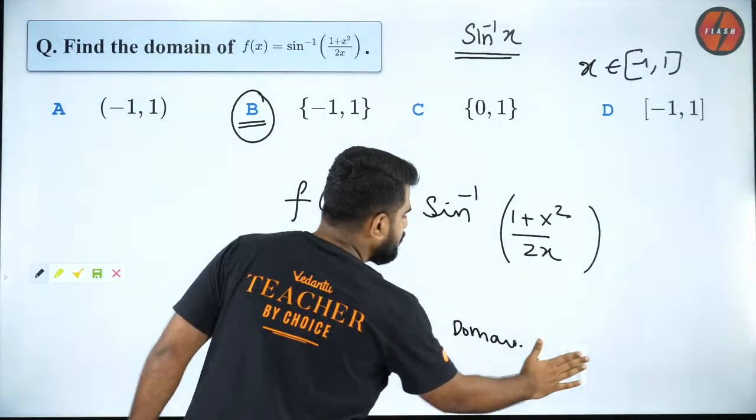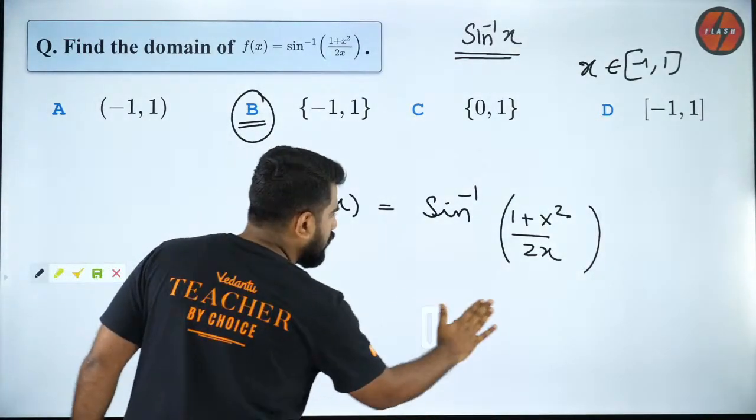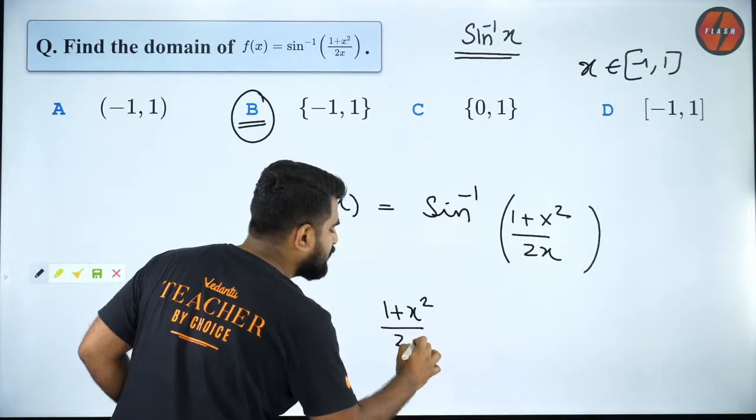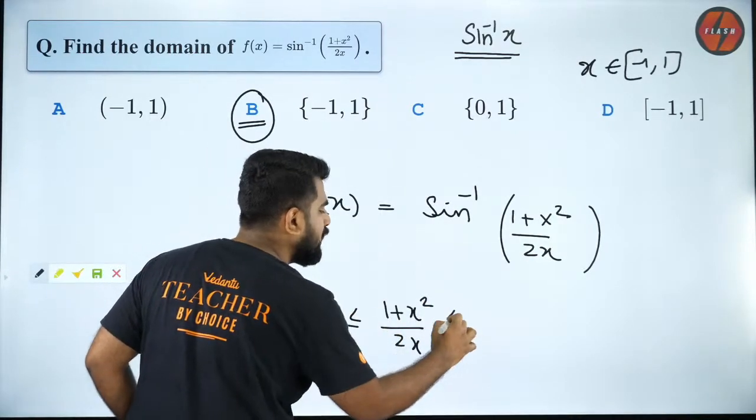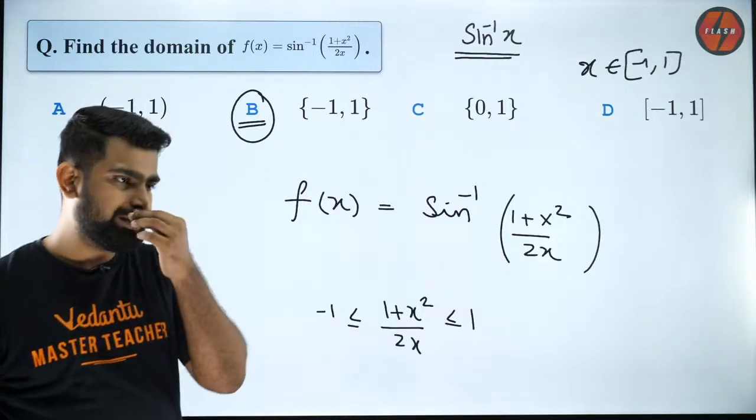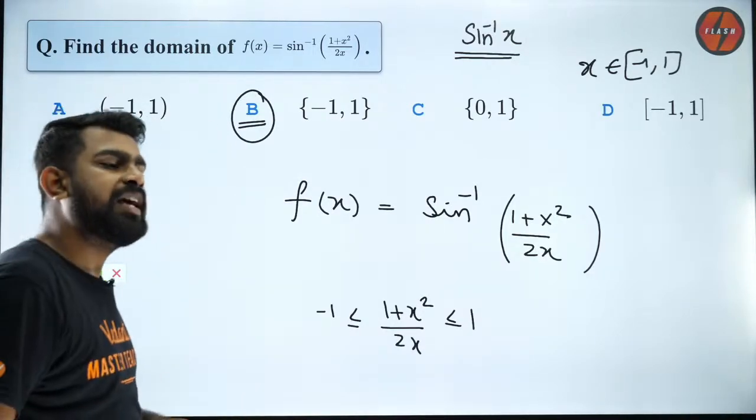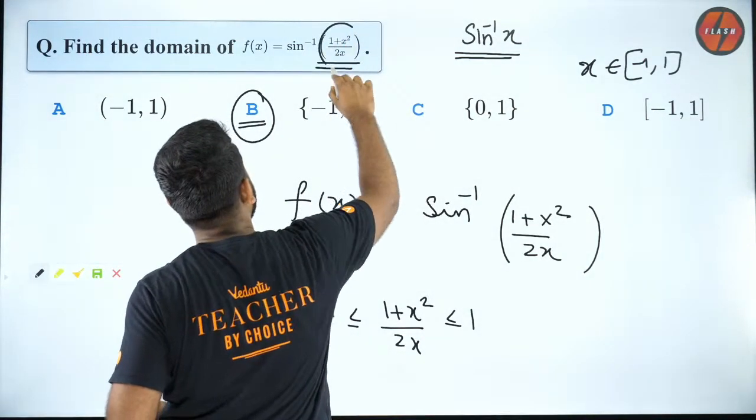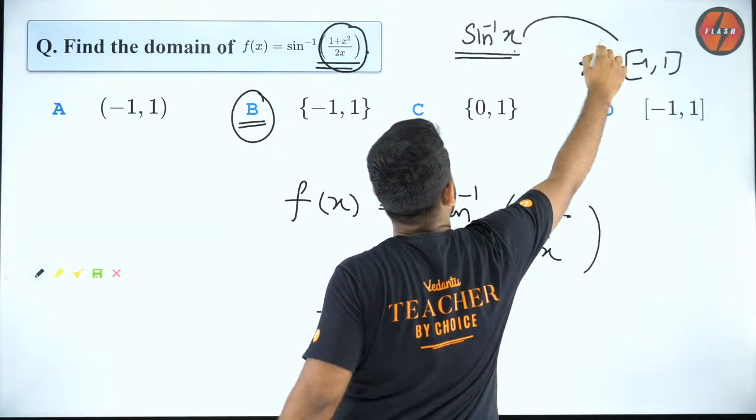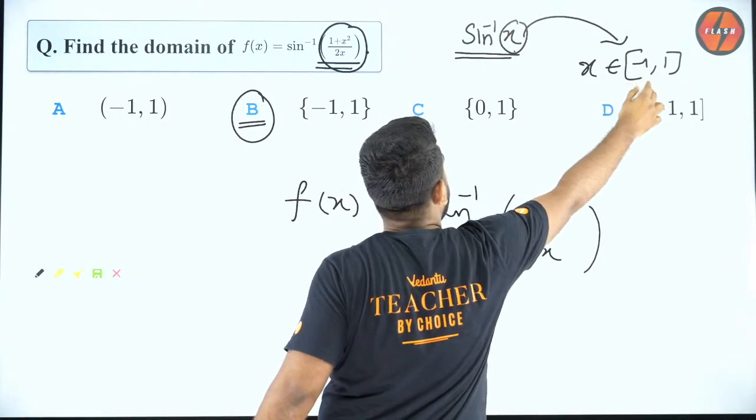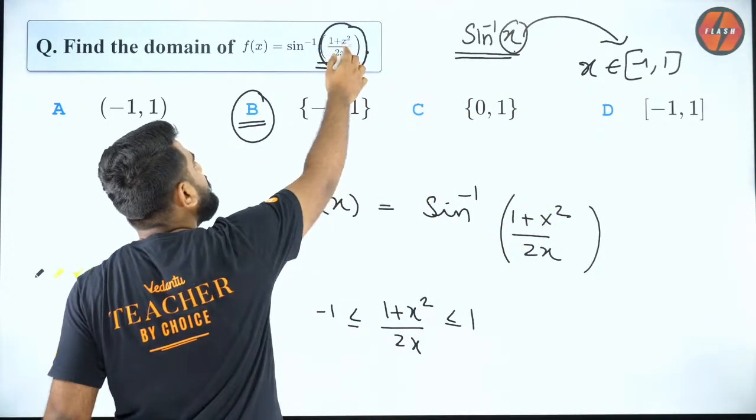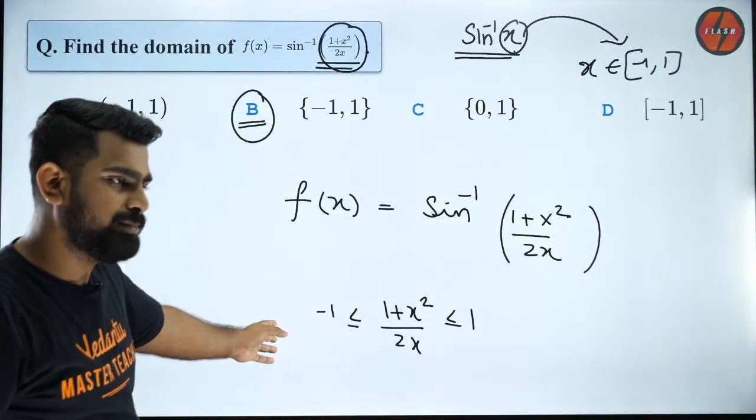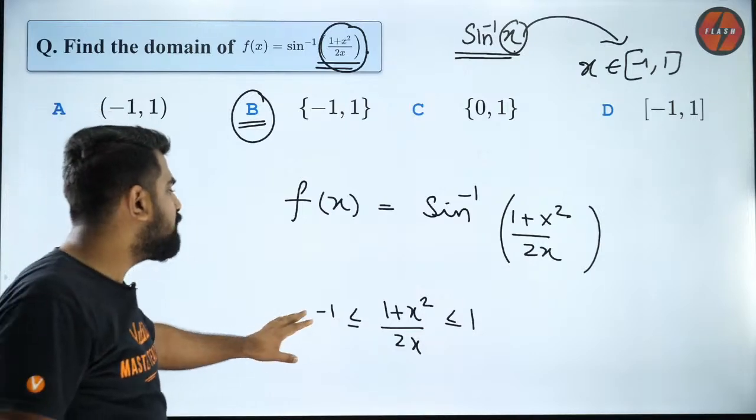So if you are aware of that, can I say my (1 plus x square) by 2x should be between minus 1 to plus 1? That's it. Because Banu, only for sine inverse of x, it is minus 1 to 1. So this whole expression should be between minus 1 to 1. That means (1 plus x square) by 2x should be between minus 1 to 1. So you just have to solve it.